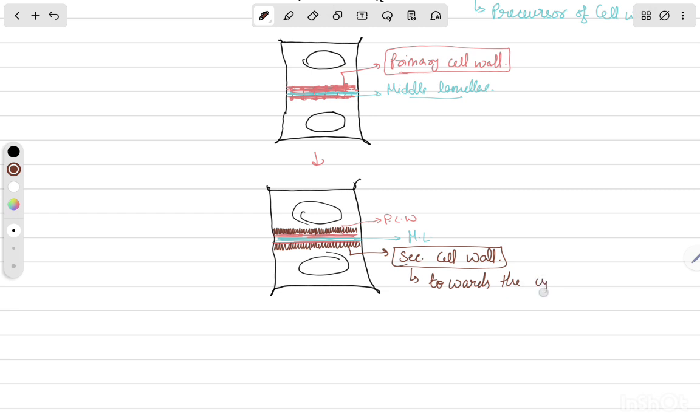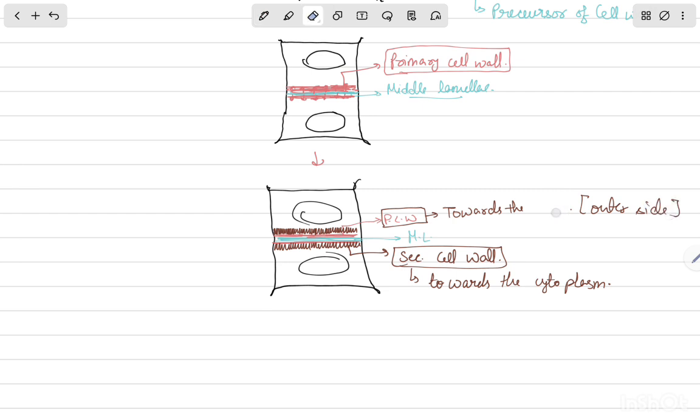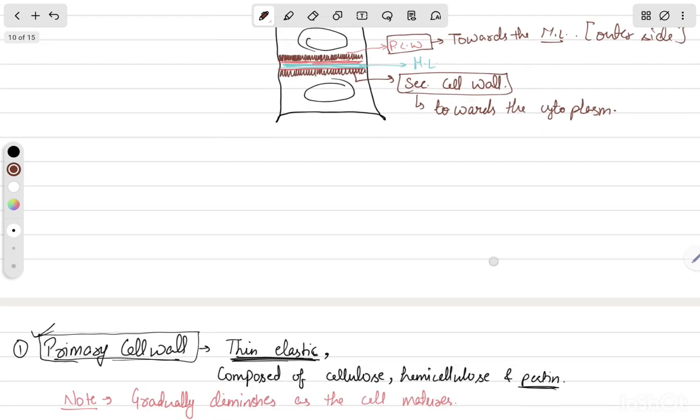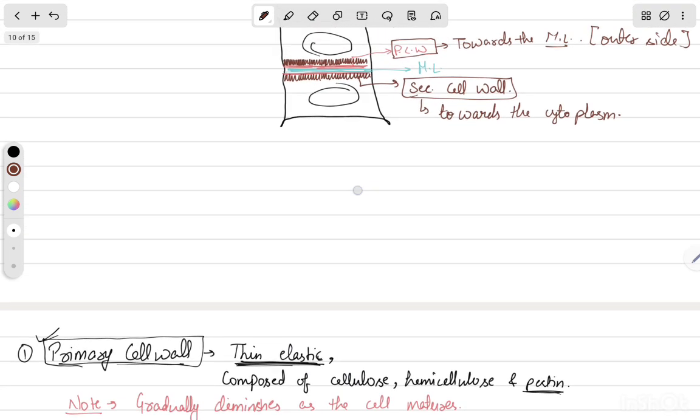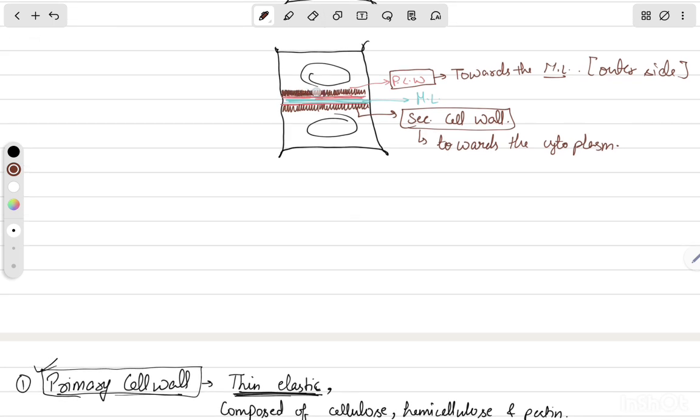So we can also ask a question like this, that secondary cell wall is towards the cytoplasm. You have to draw all the diagrams. It is very important, towards the cytoplasm. And when we talk about primary cell wall, it is towards the middle lamella, that is outer side, right? So as the cell matures, deposition of secondary cell wall will increase and primary cell wall will gradually get diminished. Diminish means it will disappear.